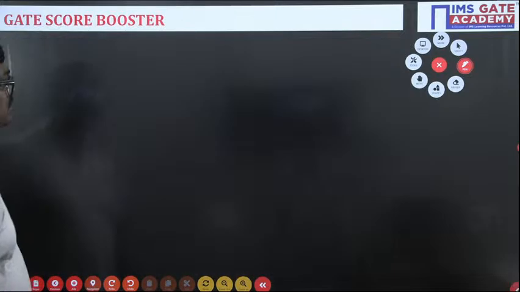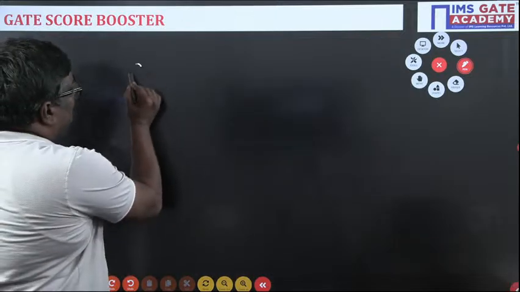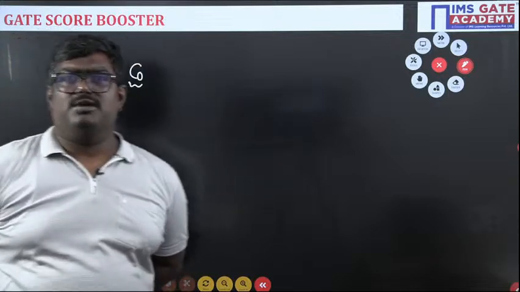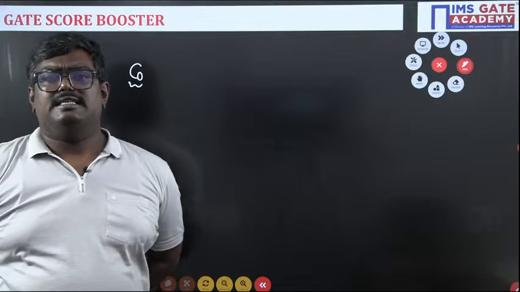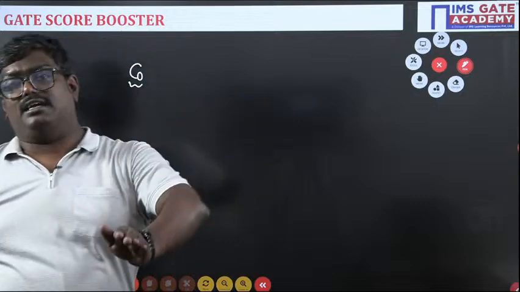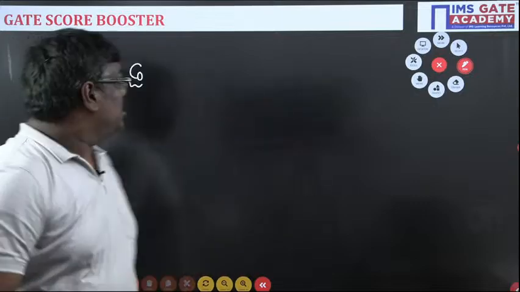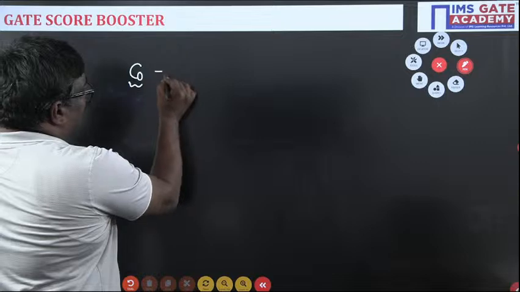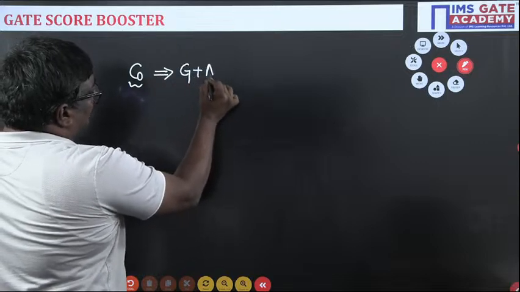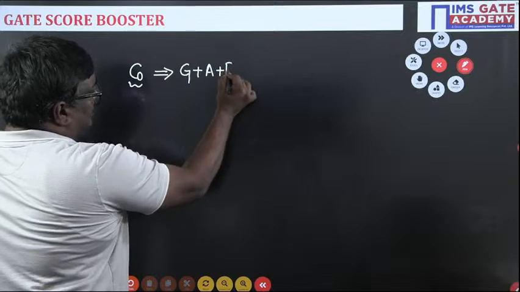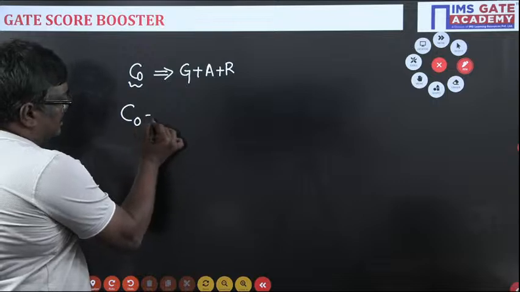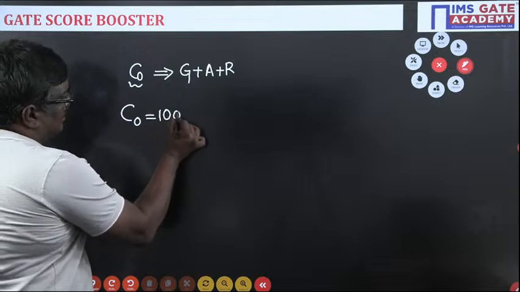Now see students, let me tell you what is optimum cycle time. What is meant by optimum cycle length is the time taken from one green to the next green, which is nothing but the cycle time. So here optimum cycle time can be written as green time plus amber time plus red time. Here optimum cycle time C0 is given in the problem as 100 seconds.